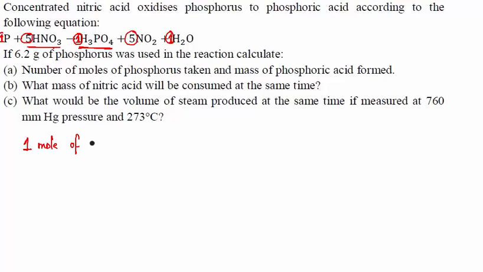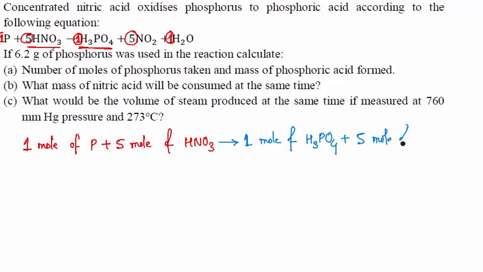mole of phosphorus reacts with 5 mole of nitric acid and gives you 1 mole of H3PO4 plus 5 mole of NO2, that is nitrogen dioxide, and plus 1 mole of water, okay.